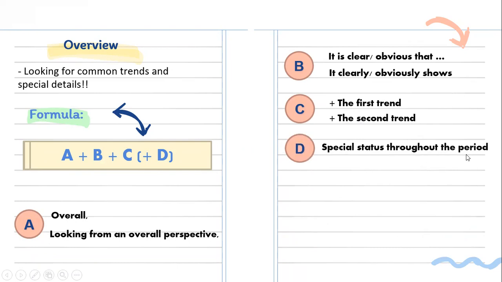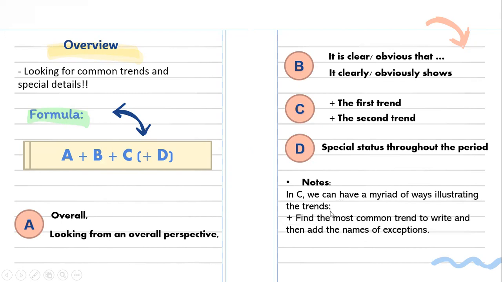Special status throughout the period can be a line that is always the highest or the line that is always the lowest during the period of time. Some notes here is that in C, we can have a myriad of ways of illustrating the trends. We can find the most common trend to write and then add some names of exceptions. Or we can even write about a trend, it means the first trend plus while plus the other trend. Why and while, it's all the same.